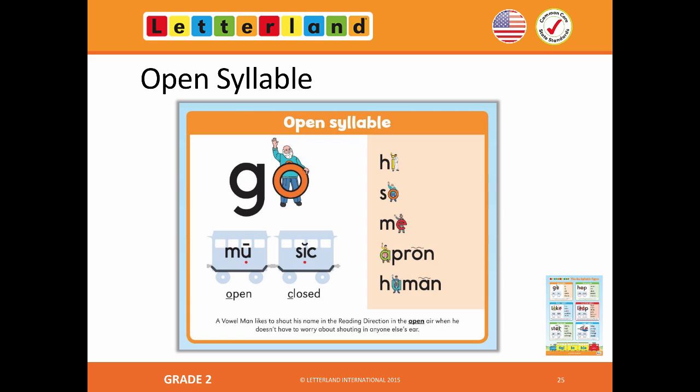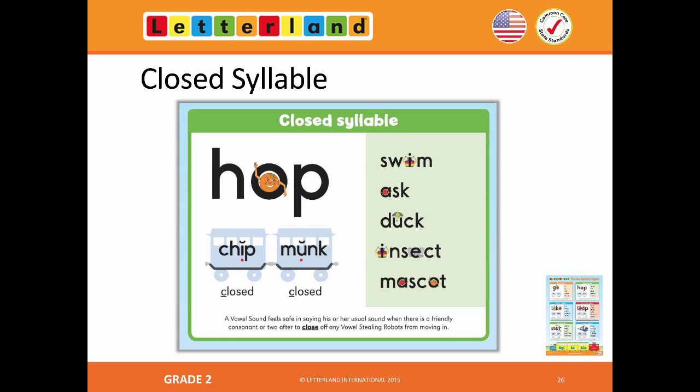The sick in music is a closed syllable because the vowel I is enclosed between the two consonants S and C. Again, on the poster, we will see examples of closed syllables. Dot the vowels in chipmunk, and you will see that we have two closed syllables. If needed, you can check the video clips online for further information.